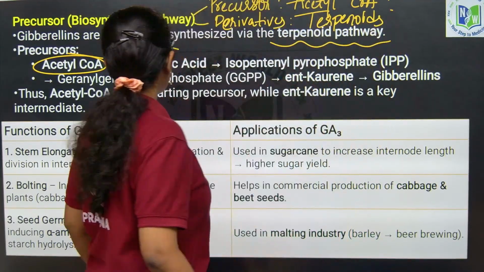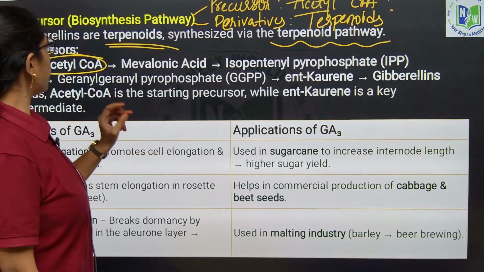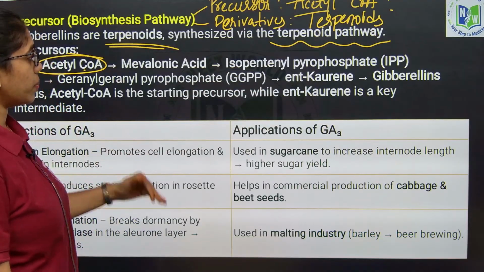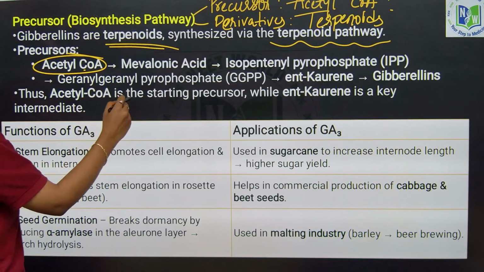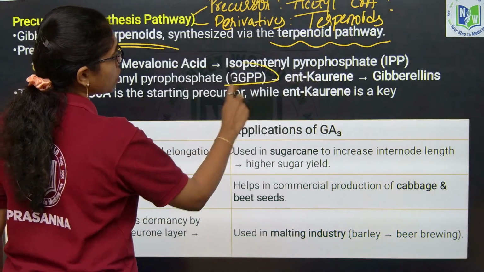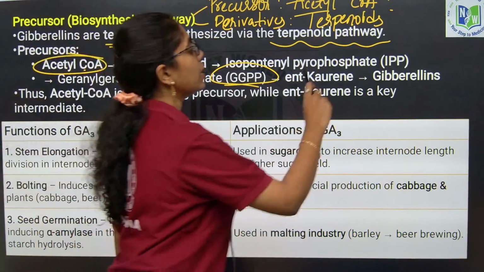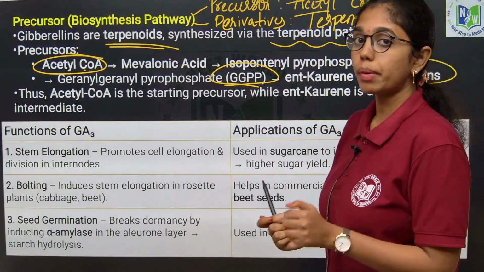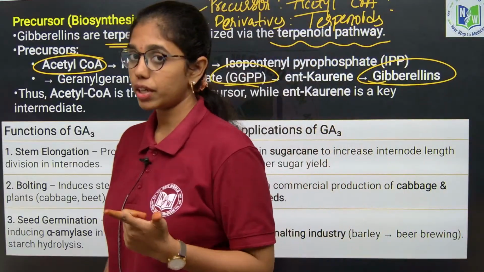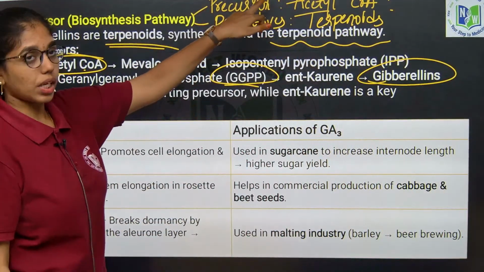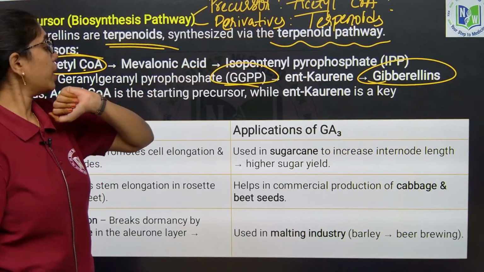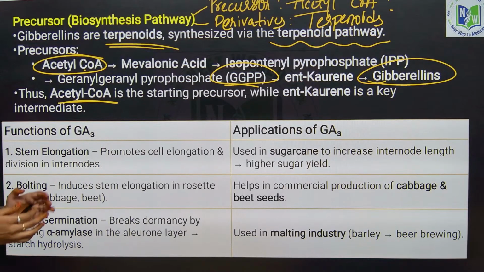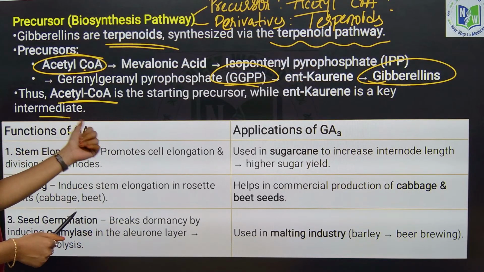Fine. Now, what will be the biosynthetic pathway? Acetyl-CoA, mevalonic acid, isopentenyl pyrophosphate. Then from IPP to geranyl pyrophosphate, and then ent-kaurene, finally gibberellins will be synthesized. So, the most important thing is you have to remember the precursor of gibberellic acid and the derivatives. Precursor is acetyl-CoA and derivatives will be terpenoids. Thus, acetyl-CoA is the starting precursor while ent-kaurene is the key intermediate.